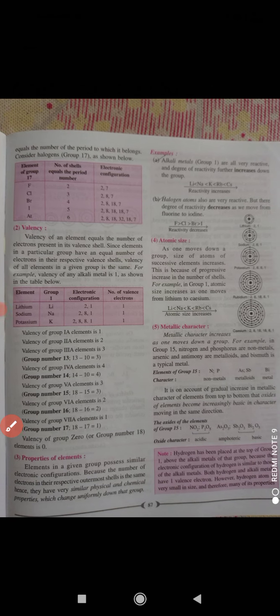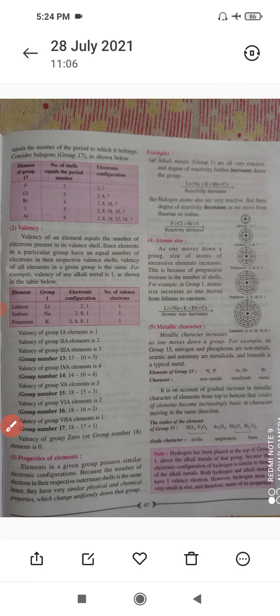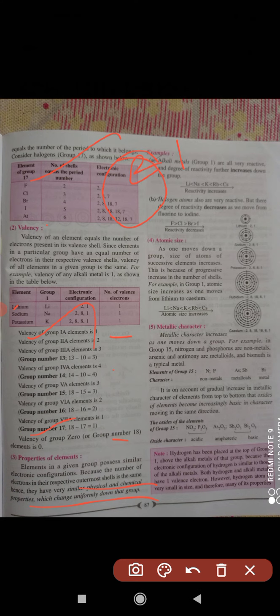As for the properties of the elements, similar physical and chemical properties change uniformly going down the group. You can see alkali metals are very reactive, and the degree of reactivity further increases going down the group. Halogen reactivity decreases, because their size increases. You must remember that.